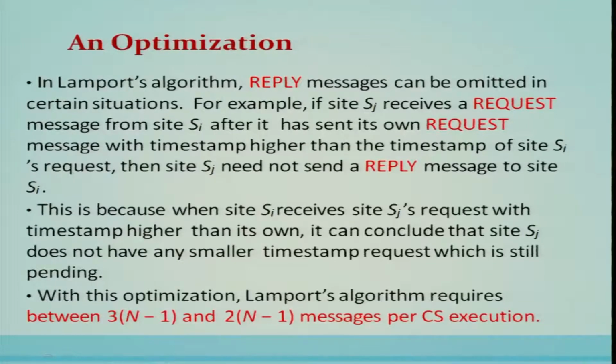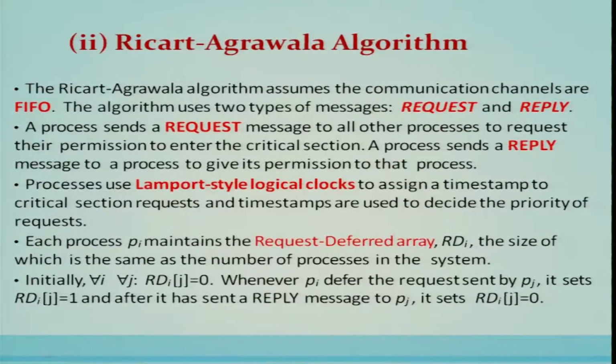Because Sj's timestamp is lower, it has higher priority. This is because when Si receives site Sj's request with a timestamp higher than its own, it can conclude that site Sj does not have any smaller timestamp request which is still pending. With this optimization, Lamport's algorithm requires between 3(n-1) and 2(n-1) messages per critical section invocation.